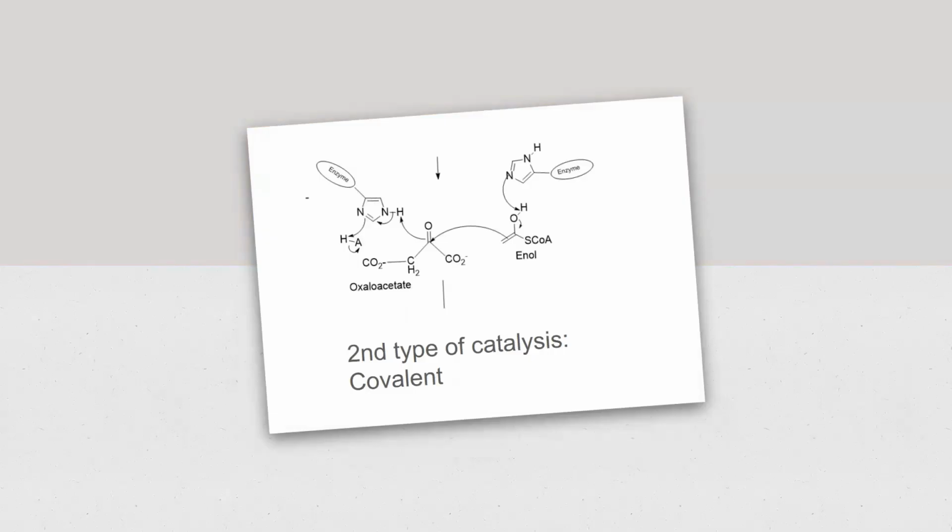We then have a covalent catalysis step, where the enol of the acetyl-CoA nucleophilically attacks oxaloacetate's carbonyl carbon. This forms citryl-CoA via the covalent catalysis. It's a condensation step that creates a new carbon-carbon bond, linking both the substrates together.